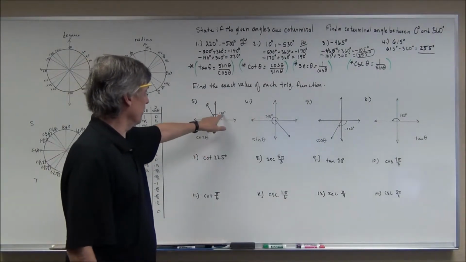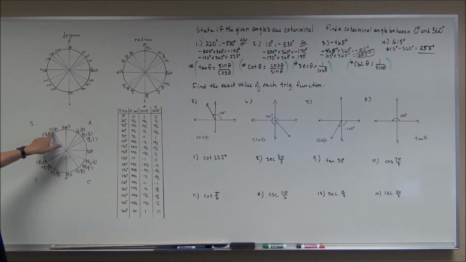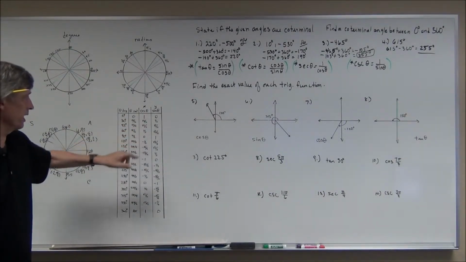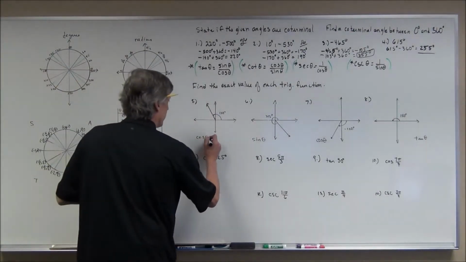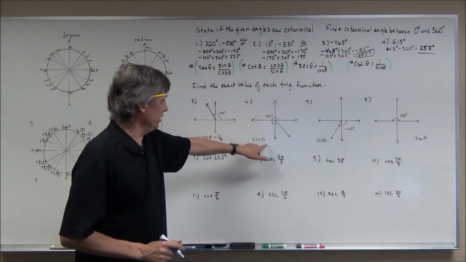So I want the cosine of 120 degrees. You would check your table over here, the cosine of 120 degrees is negative 1/2. So this is equal to negative 1/2. That was easy. I need the sine of 315 degrees.